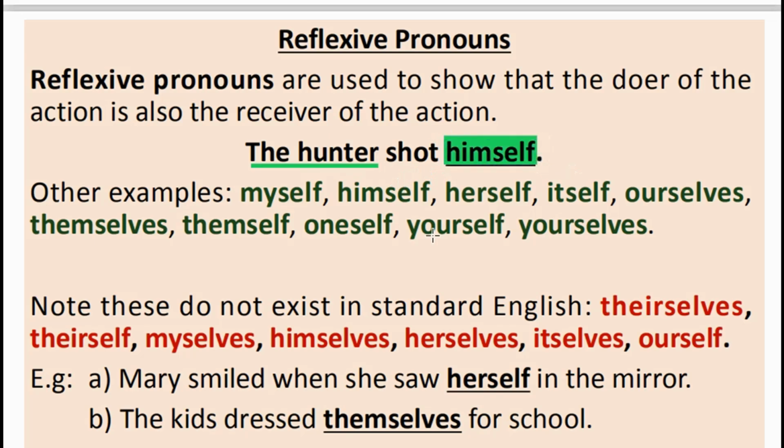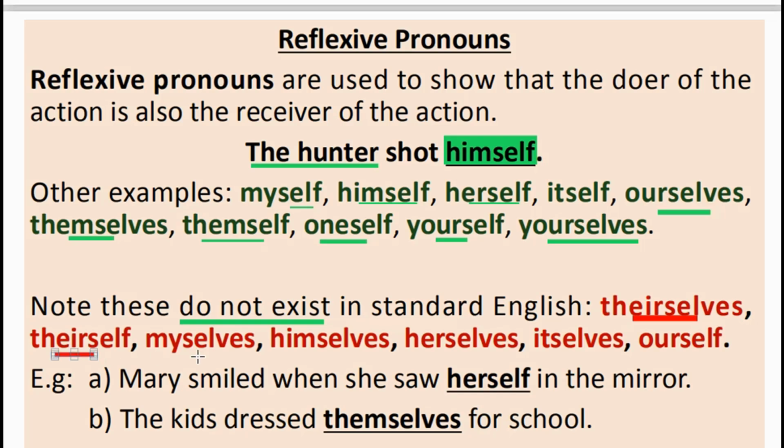Other examples of reflexive pronouns are myself, himself, herself, itself, ourselves, themselves, oneself, yourself, yourselves, and other selves. Note that these ones do not exist in standard English: their selves. The reason their selves does not exist is that there is a possessive adjective, so we cannot use it with self. Their self, their selves, those two do not exist.